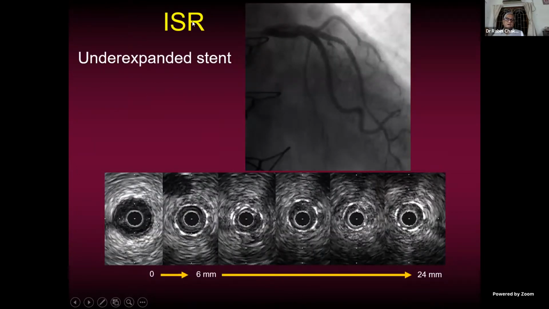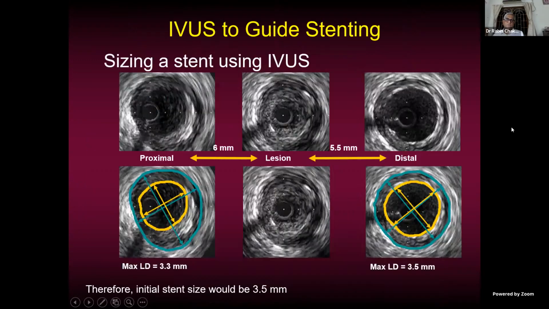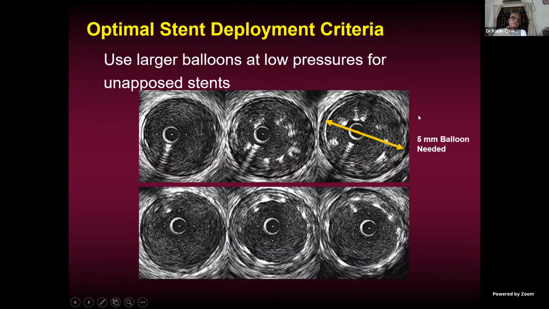Then this is an example of in-stent restenosis, underexpanded stent causing in-stent restenosis. IVUS is a very nice picture to show that. This is a Volcano. Stent sizing can also be done by IVUS. We can actually do IVUS stent apposition, stent expansion, and edge dissection can be minimized with the appropriate use of IVUS during today's angioplasty. So optimum stent deployment, there is a criteria.